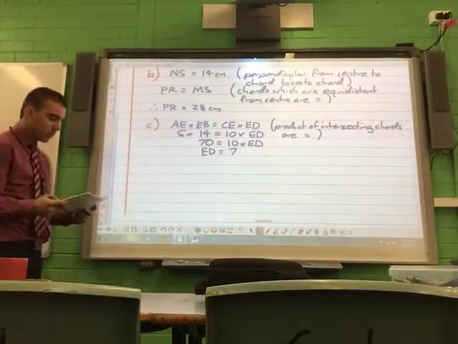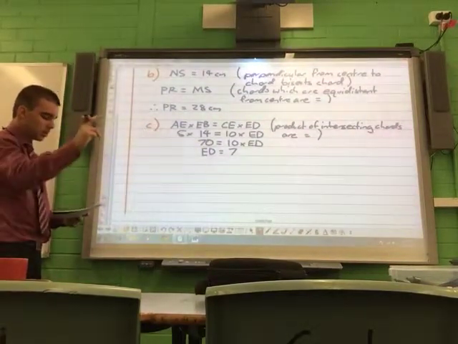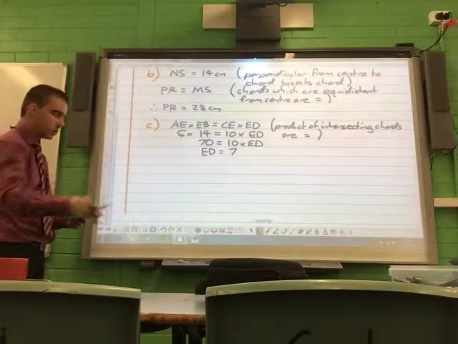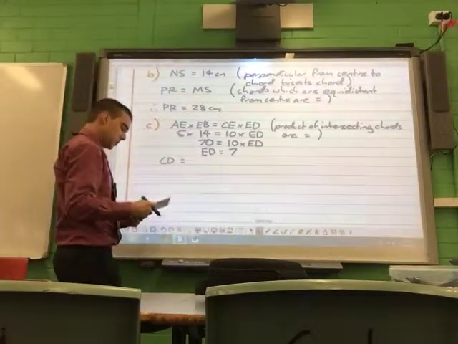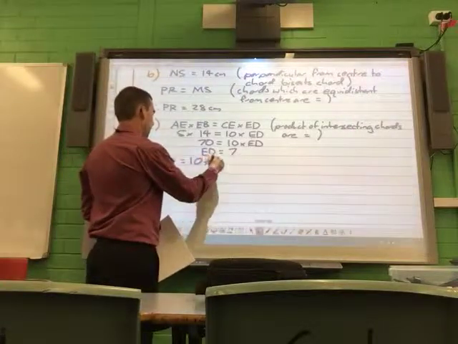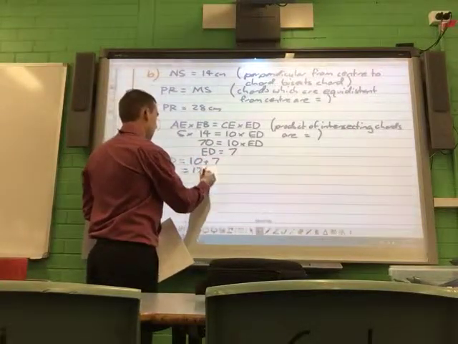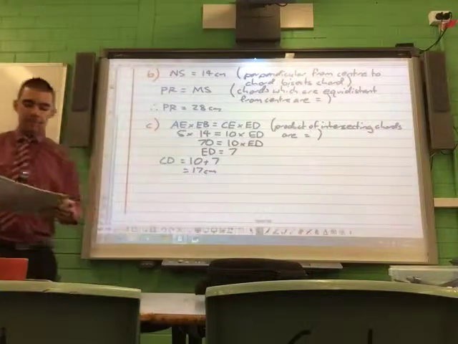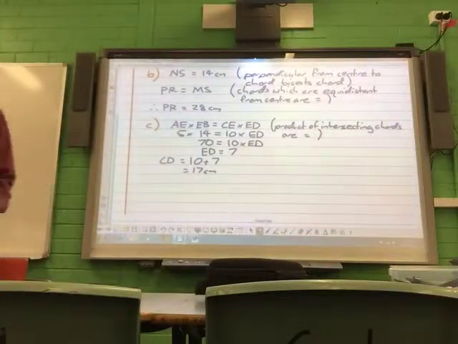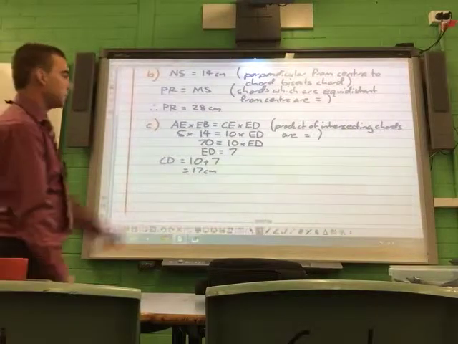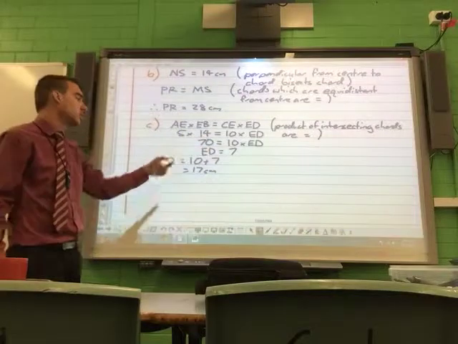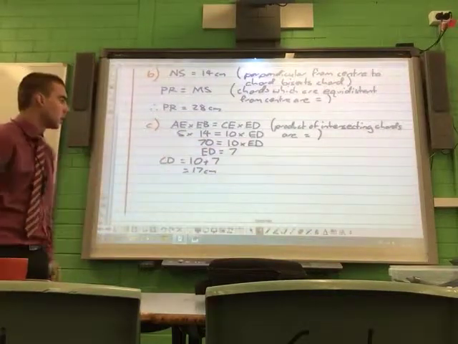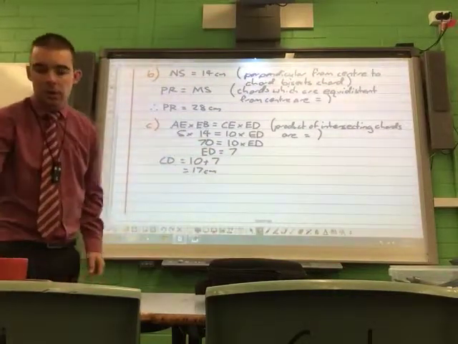Okay, you found the length of the interval. You were asked for the whole chord, CD. So CD is equal to 10 plus 7. Okay, need to make sure you go back to the question, read it, and make sure you have answered it. So if you stop here, you will not get your full mark because the question had asked you to find the chord CD.